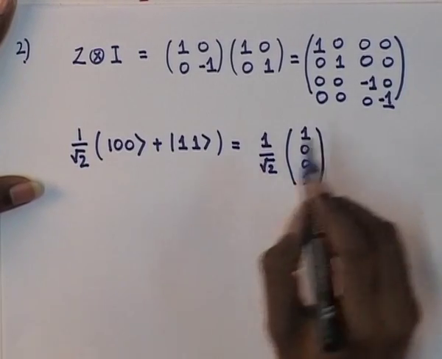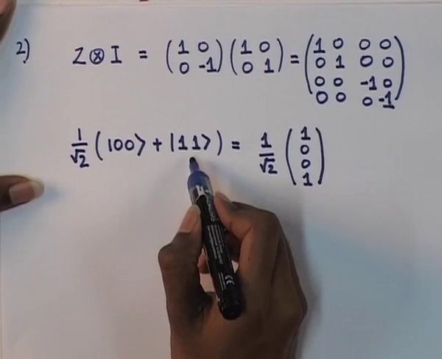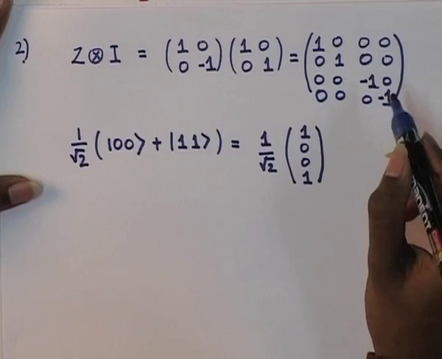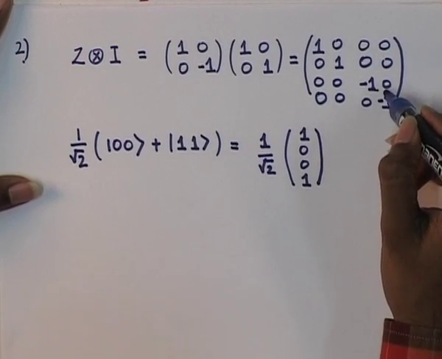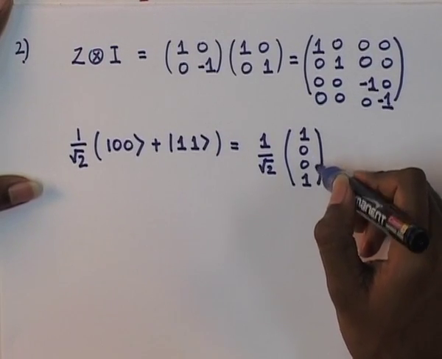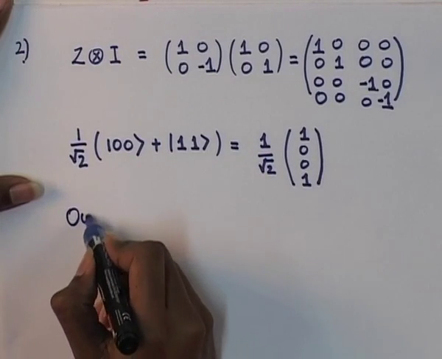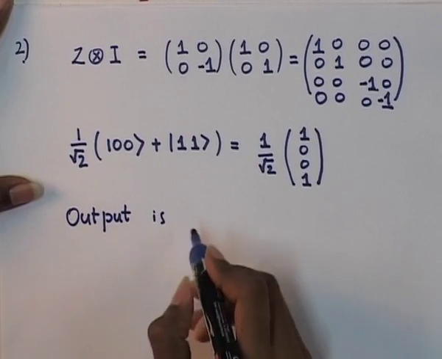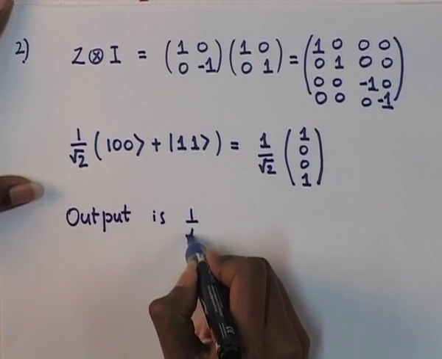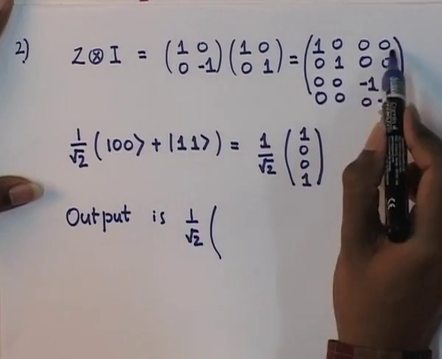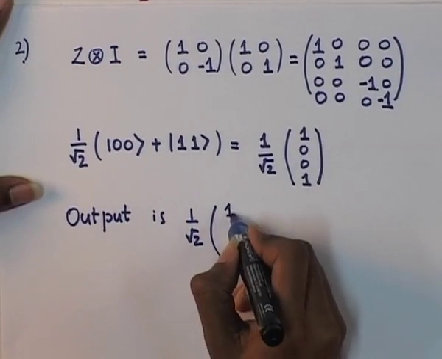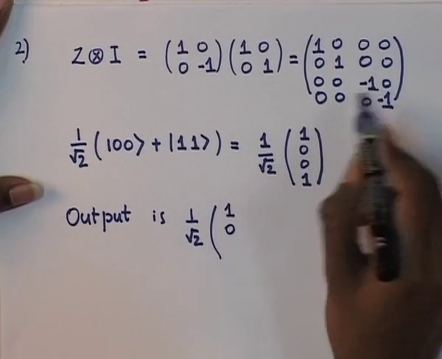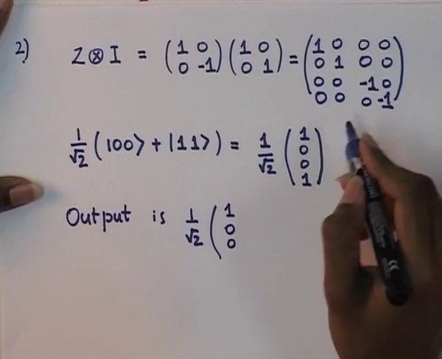We need to get fluent with the vector forms of these qubits to do these problems efficiently. Now this matrix is multiplied with this vector, and the resultant is 1 by square root 2. The first row multiplied with the column gives 1. The second row gives 0. Similarly, the third row also gives 0. But the fourth row gives -1.